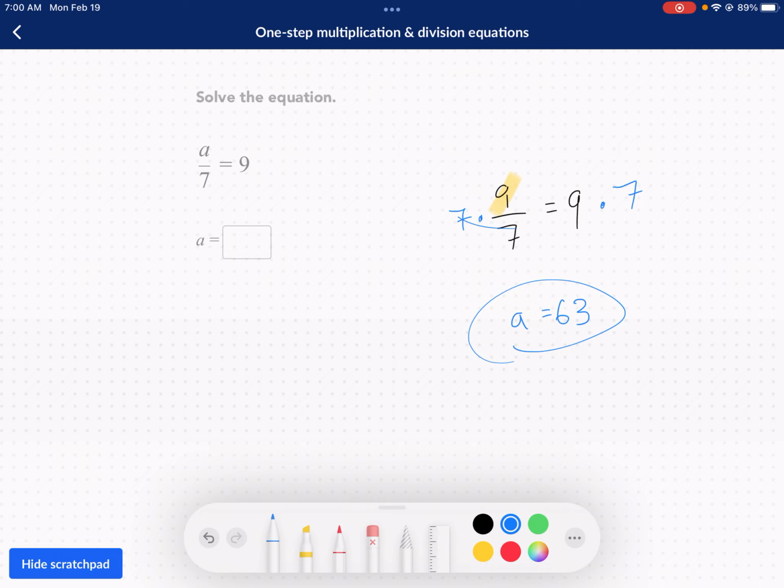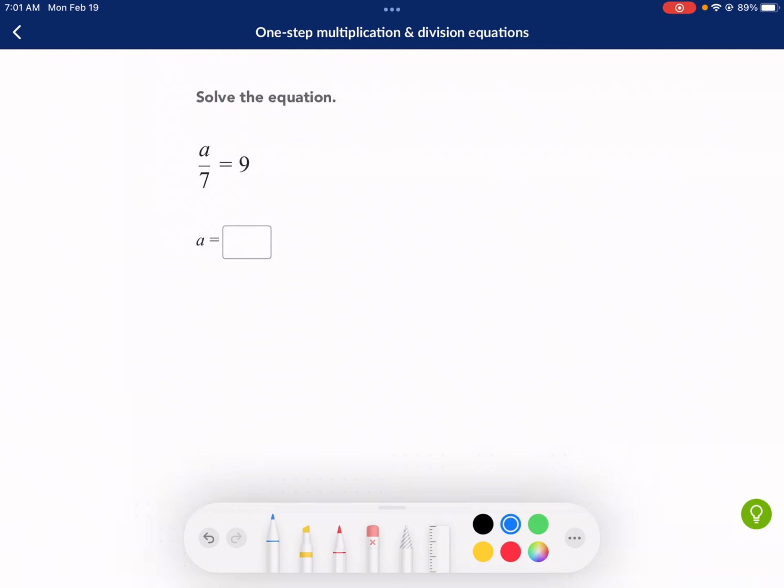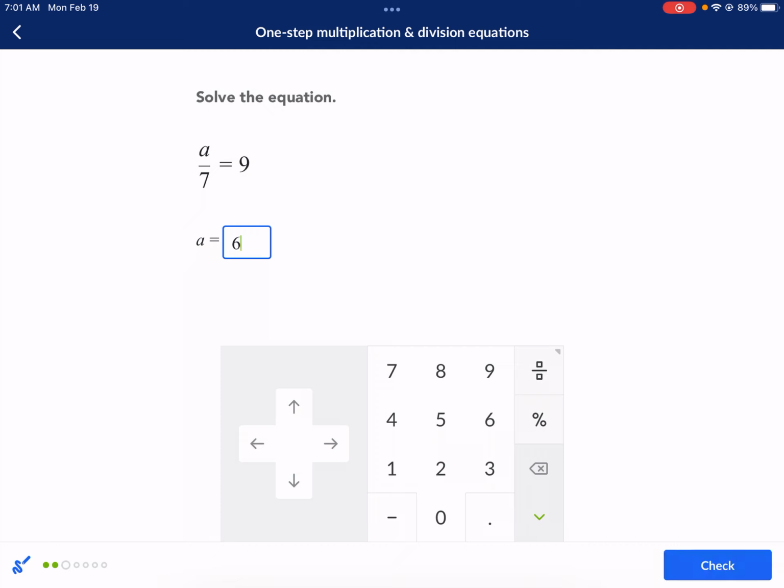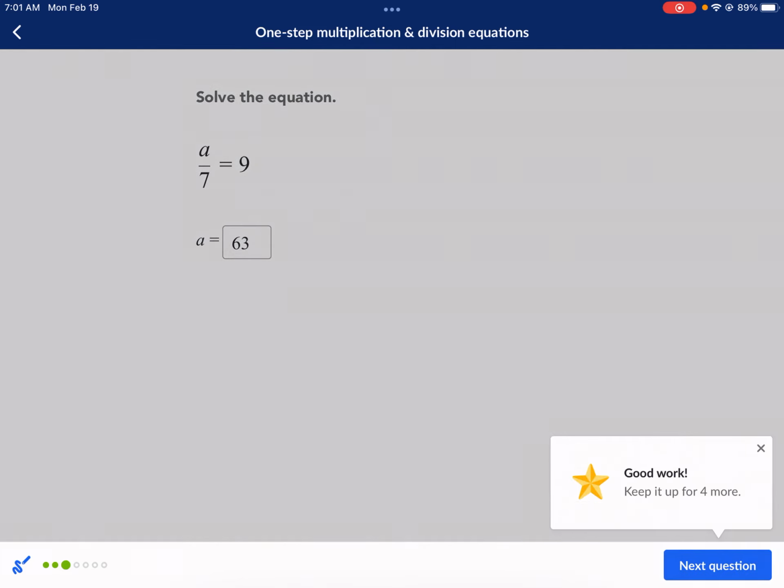We can check our answer by plugging it in to our variable. So let's do that here. 63 divided by 7. Does it equal 9? Question mark. It does equal 9. Okay, so that's a way we can check our answer, is by just plugging it back in and seeing if it makes a true statement.